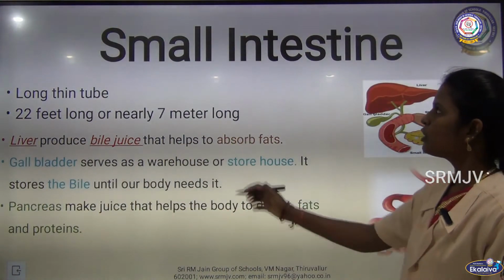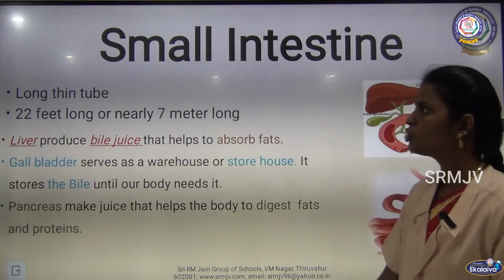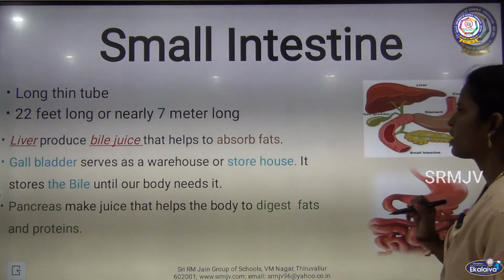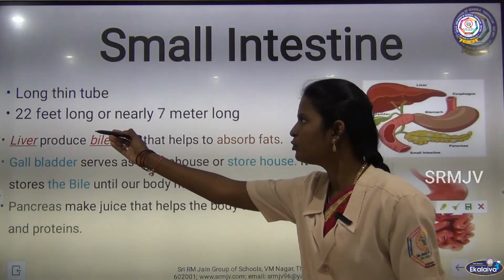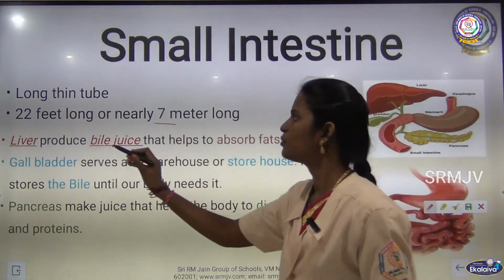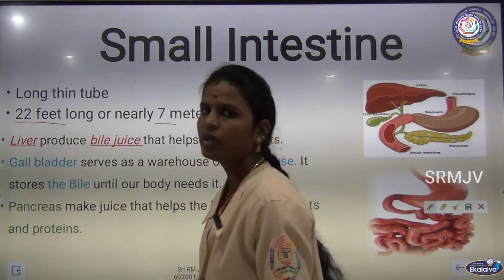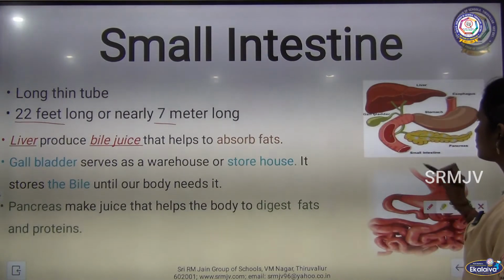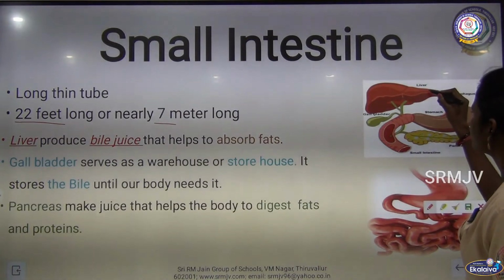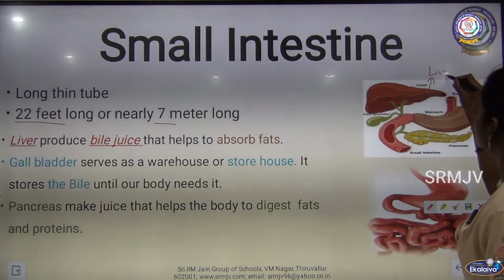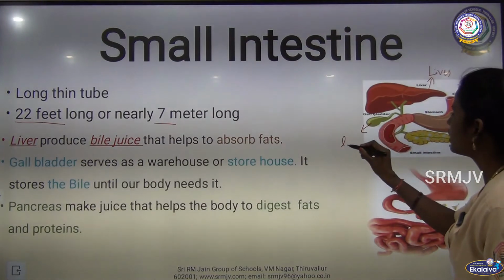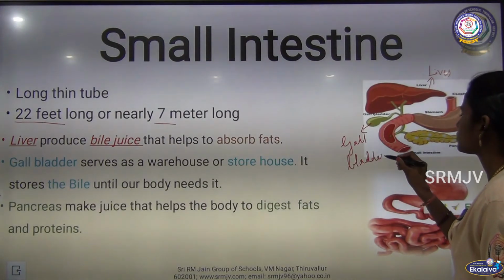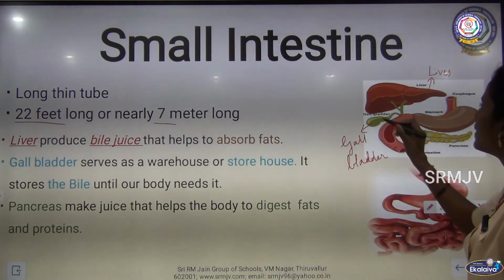Okay. So next we are going to see about the small intestine. The small intestine is a long tube, and its length is 22 feet, or nearly 7 meters. Near the small intestine you have the liver. So this is the liver, and under the liver, the gallbladder. The liver secretes bile juice.